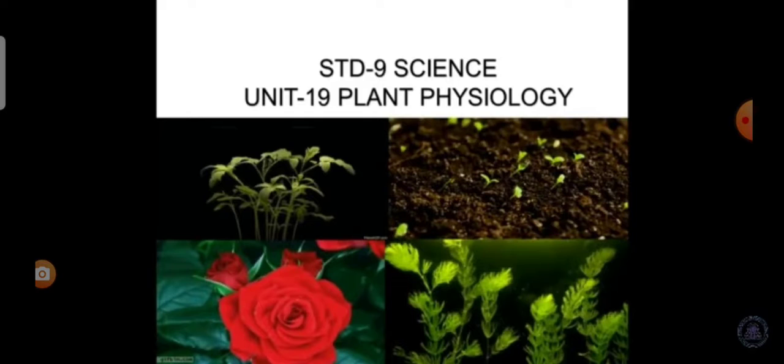Unlike animals, plants do not move on their own from one place to another, but can move their body parts for getting sunlight, water, and nutrients. In this chapter, we will study various movements in plants, photosynthesis, and transpiration.